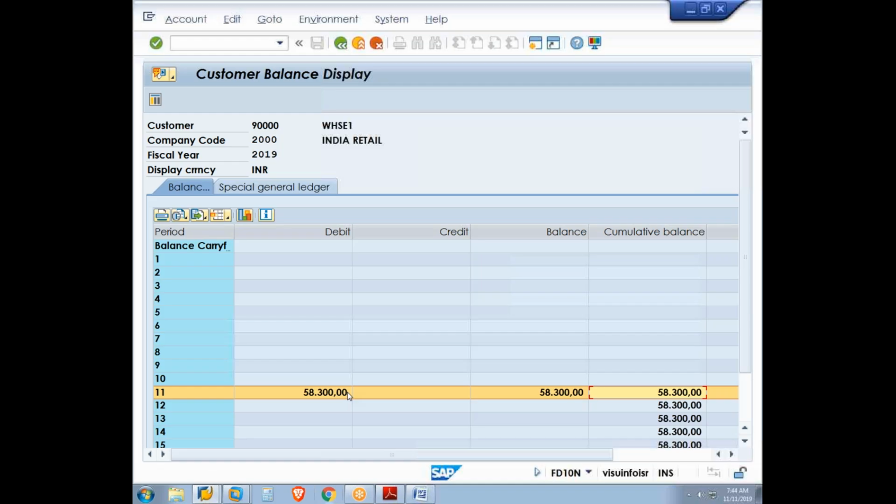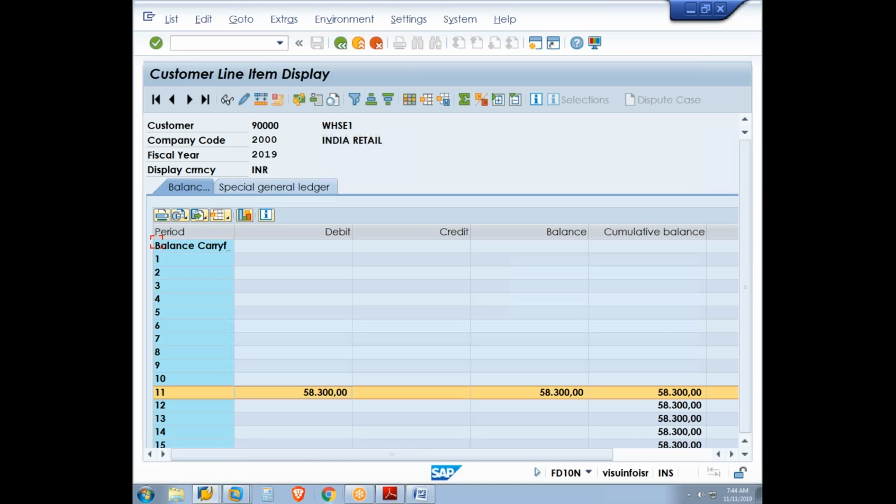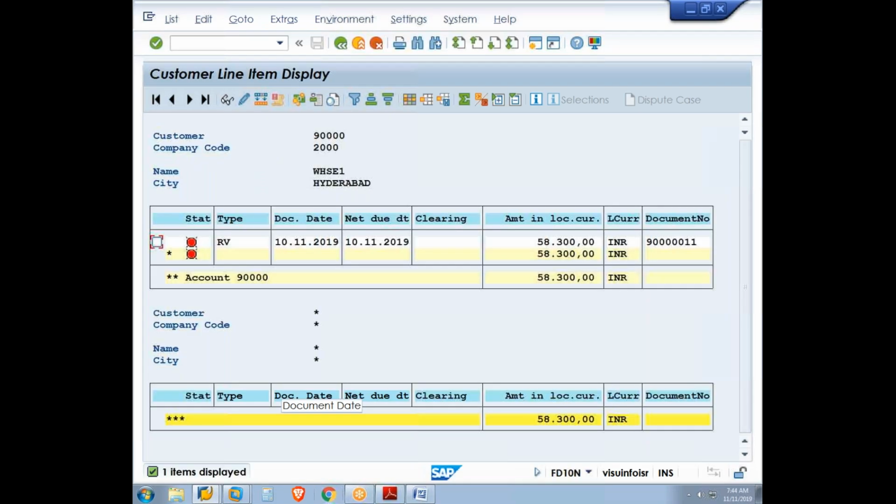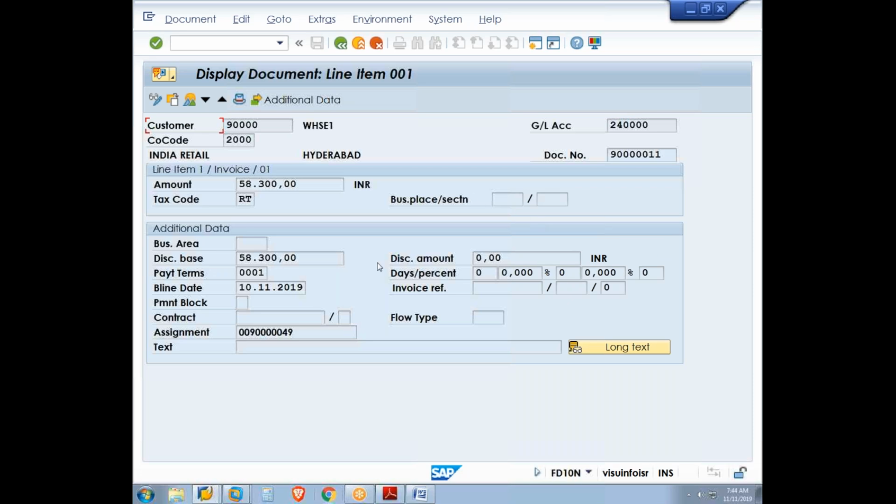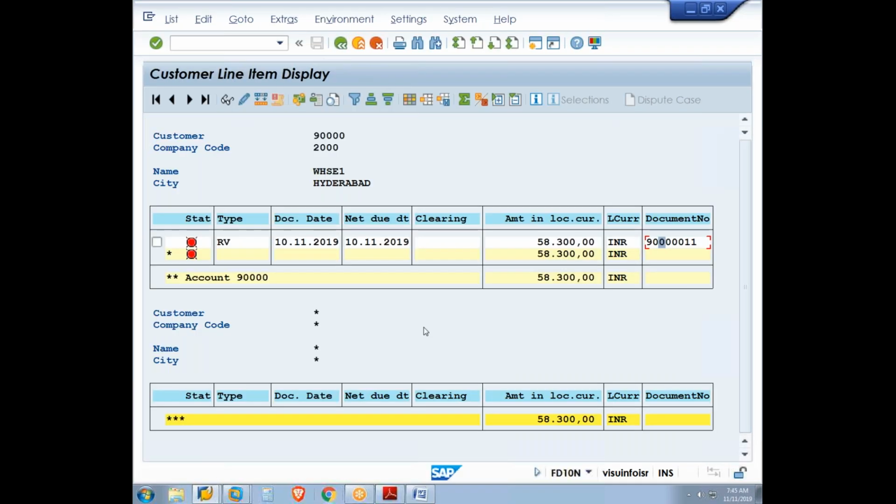That you can find out as a line item. Okay, so if you double click, it will take us to the accounting document that was posted. When you prepared the invoice, it was posted to financial accounting, and thereby an accounting document was prepared. The document number is showing here as 90011. This is actually the document number, the invoice number, because of which the accounting document was prepared.